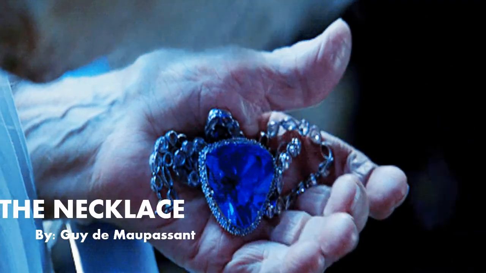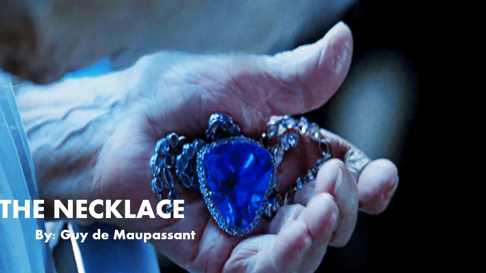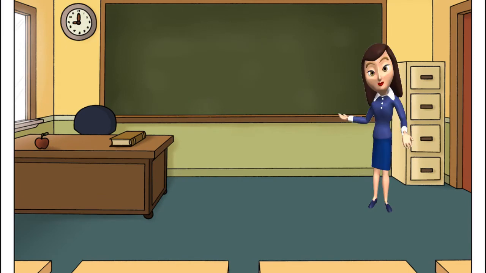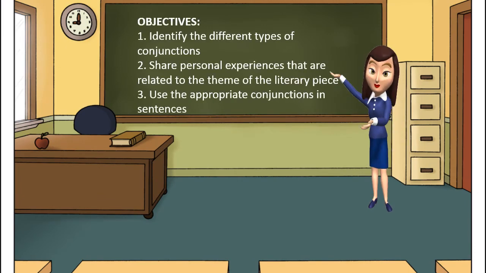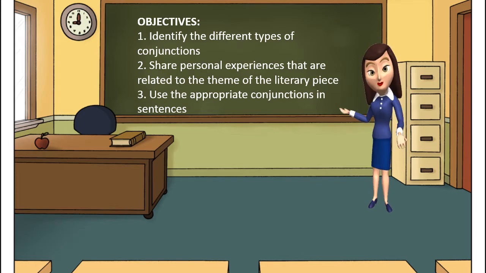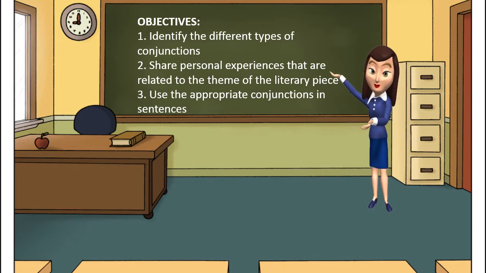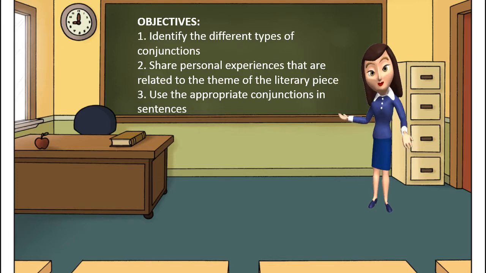The Necklace by Guy de Maupassant. Today's lesson objectives. 1. Identify the different types of conjunctions. 2. Share personal experiences that are related to the theme of the literary piece. 3. Use the appropriate conjunctions in sentences.